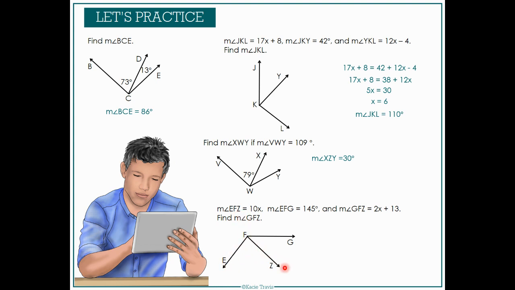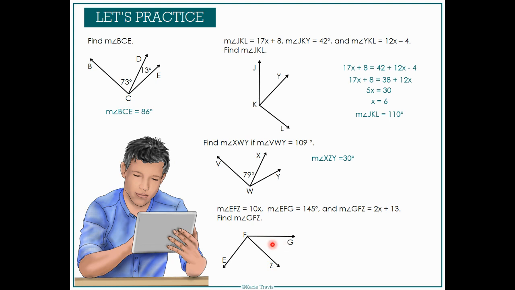First off, they say that the measure of EFZ is 10x. EFZ is the small angle, so that's 10x. They say EFG is 145, so the whole big angle is 145. And then GFZ is 2x plus 13. So they want us to find GFZ, this last angle. So this is the smaller angle here.